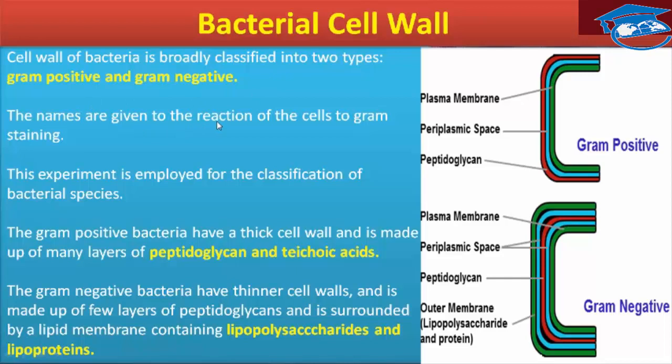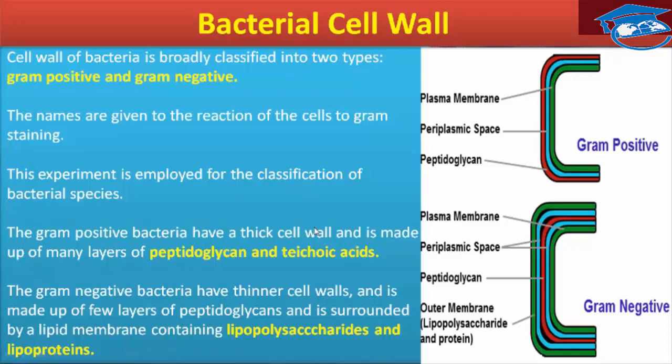The names are given according to the reaction of cells to gram staining. Christian Gram was the name of the scientist who did staining on the cell wall of bacteria, and on the basis of that they classified the bacterial cell wall into two types, gram positive and gram negative. This experiment is employed for the classification of bacterial species. Gram positive bacteria have a thick cell wall. Positive bacteria means thick cell wall.